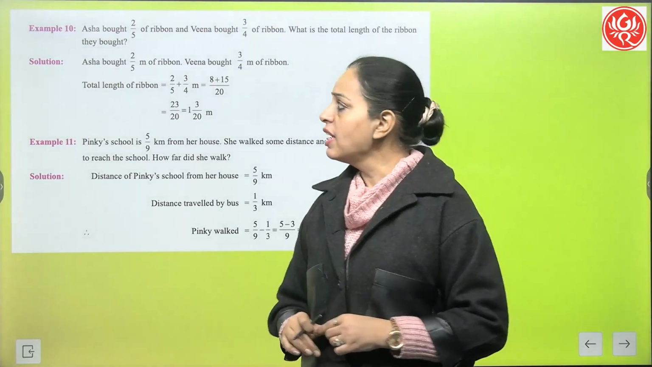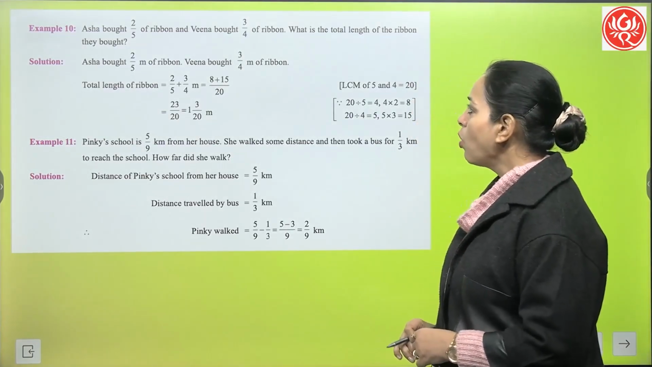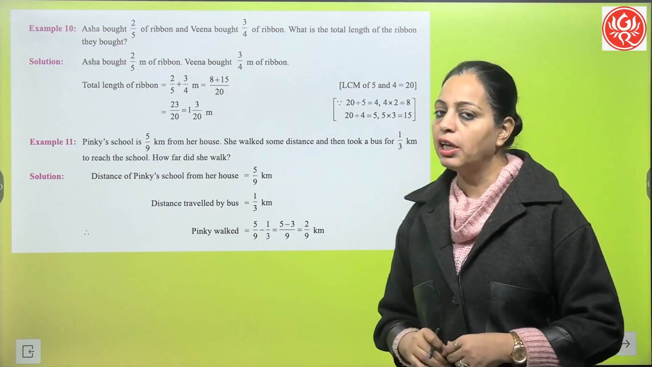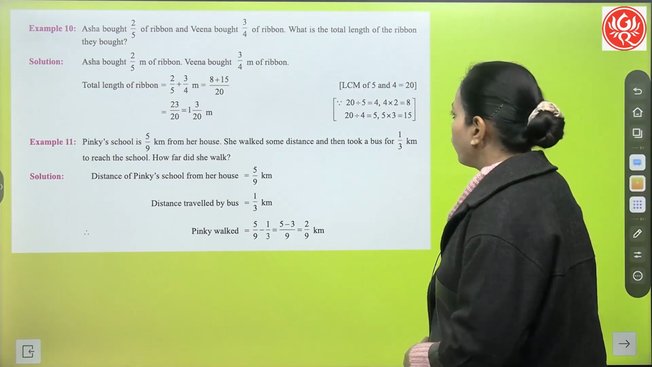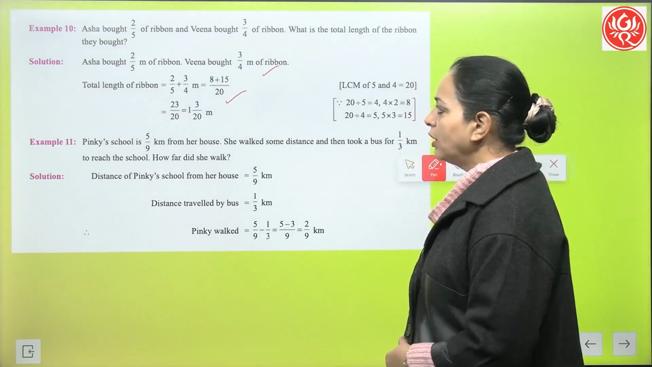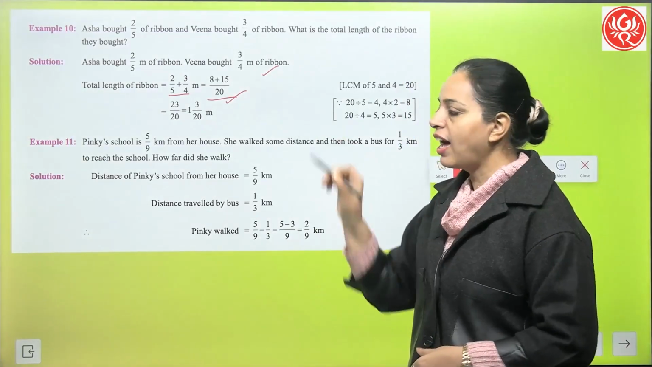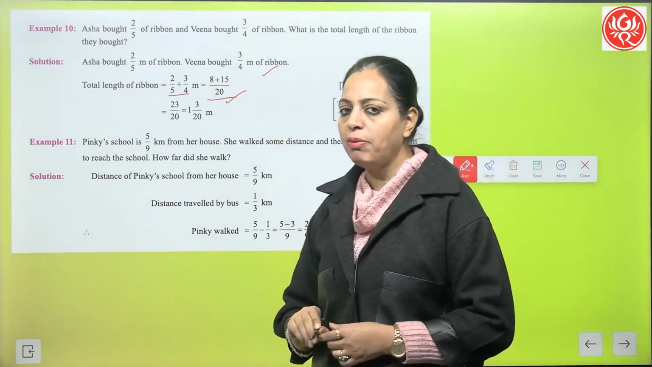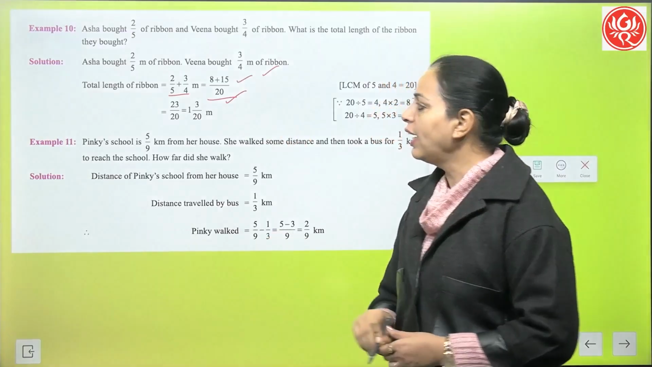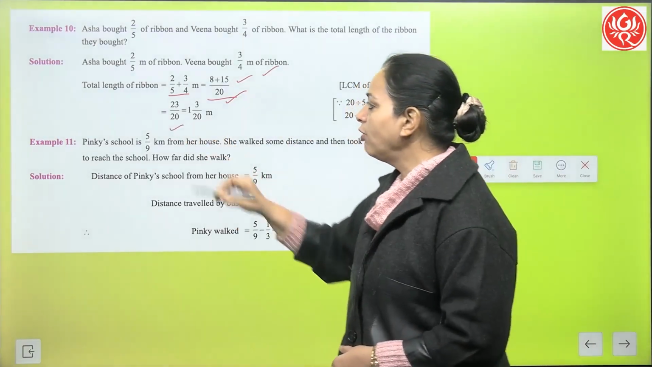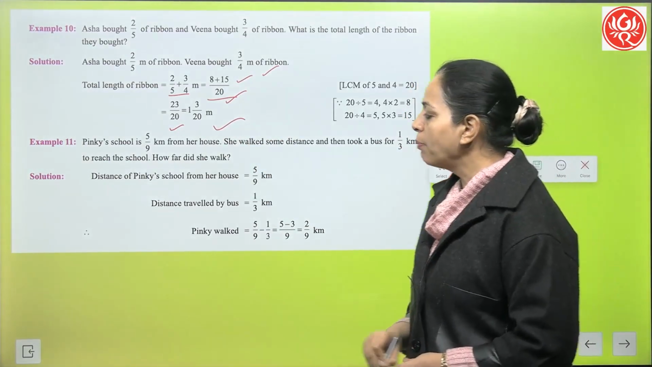Now example 10. Asha bought 2/5 of ribbon and Veena bought 3/4 of ribbon. What is the total length of the ribbon they bought? So Asha bought 2/5 meter of ribbon and Veena bought 3/4 meter of ribbon. So total length is 2/5 meter plus 3/4 meter, we will add both. These are unlike fractions, we will change them into like fractions. Take the LCM of the denominators, that is 20. So what we are getting, 8 plus 15 means 23/20. Change into mixed fraction.